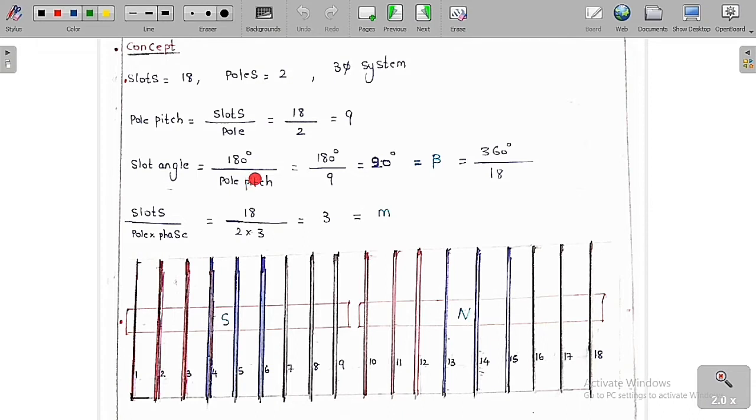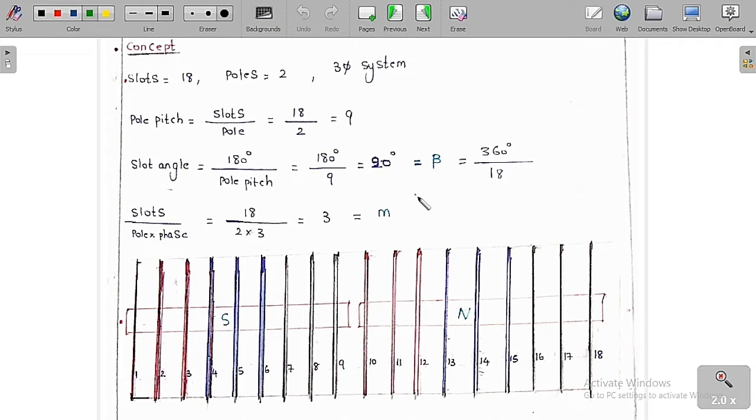You are going to get the same result. But see, this is a symbol. Beta is a symbol that I am going to assume. Beta is a symbol which I am going to use for the slot angle. Beta is called the slot angle, which I am going to use.